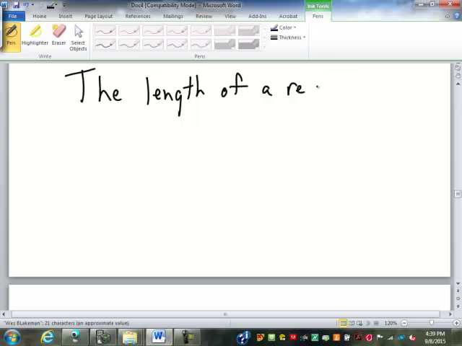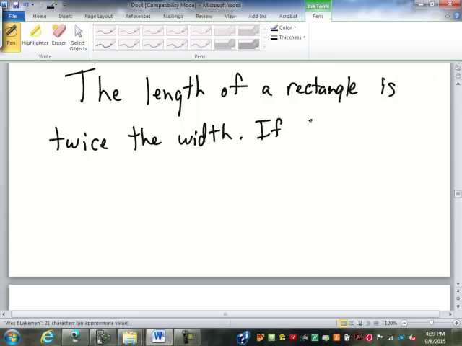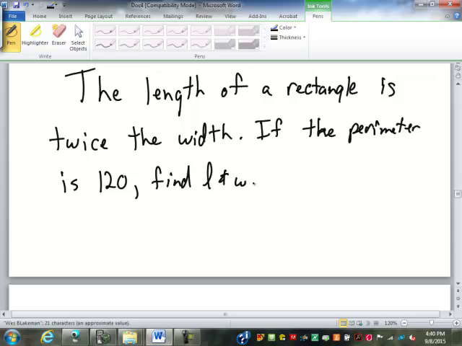We could say the length of a rectangle is twice the width. If the perimeter is 120, find the length and the width. So again, just like with the angles, I like to sketch it out.